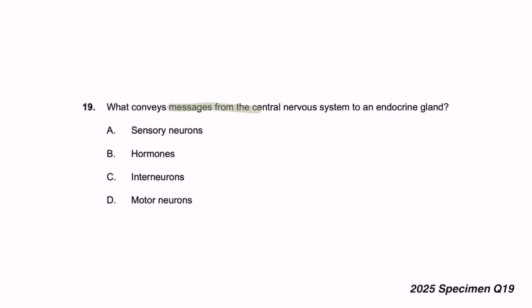The message that is conveyed from the central nervous system to an endocrine gland is either hormones or impulses. Hormones are transported by the blood, while impulses are transported by motor neurons.